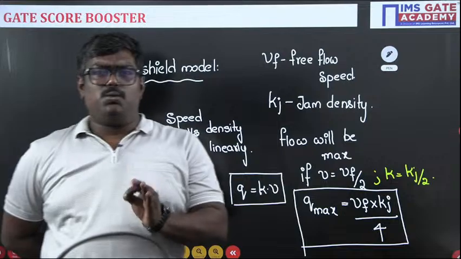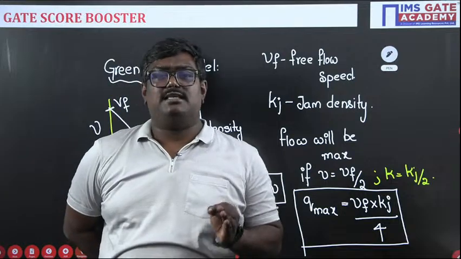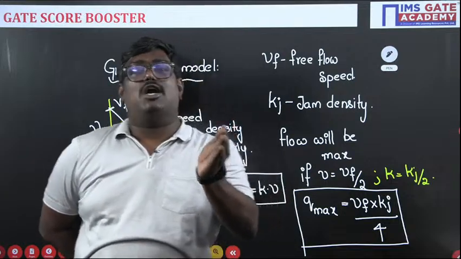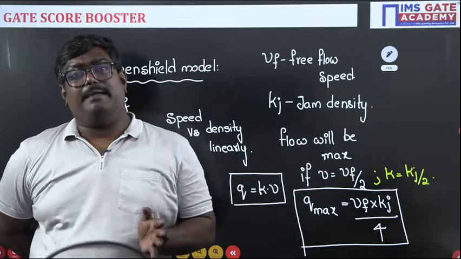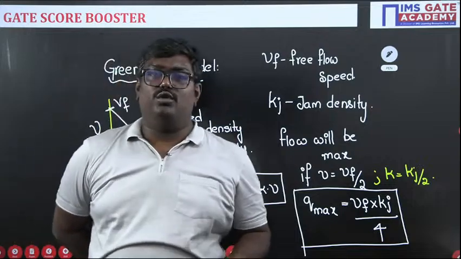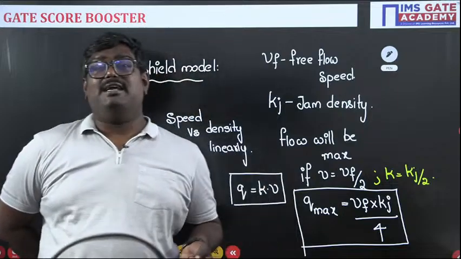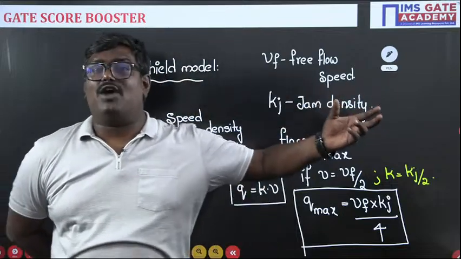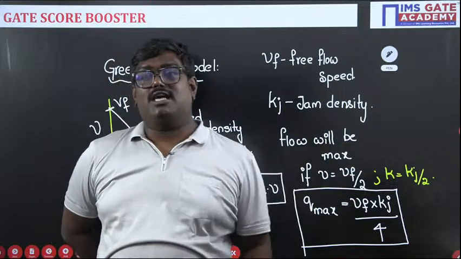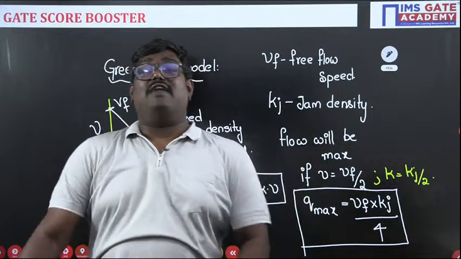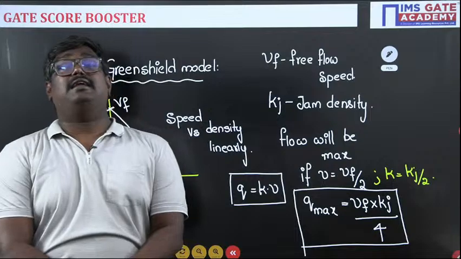Remember students, traffic flow is how many vehicles are crossing in a particular time. So the units will be vehicles per hour. Traffic density means, in a unit length of road, how many vehicles are there. That is called traffic density, and the units are vehicles per kilometer.